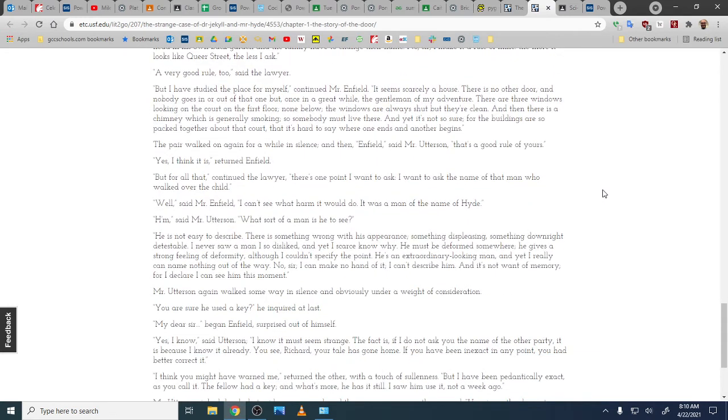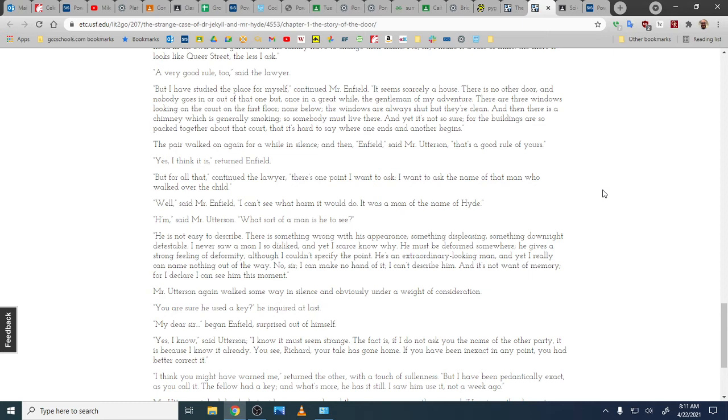"A very good rule, too," said the lawyer. And we know from the first paragraph that the lawyer is probably this kind of guy as well. He doesn't really go out of his way to cause trouble. He just hears stories with no judgment. And in fact, he pretty much likes everybody who's willing to talk with him.